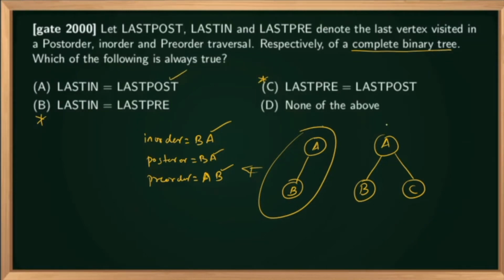So if you see this tree, what is the last in-order? Last in-order will be C, right? The in-order traversal will be printing B, A, and C, so last will be C. And in post-order the last value will be A, right? That means last in-order is equal to last post-order. This is also wrong. So the answer should be none of them.